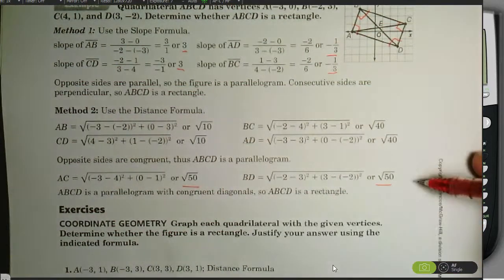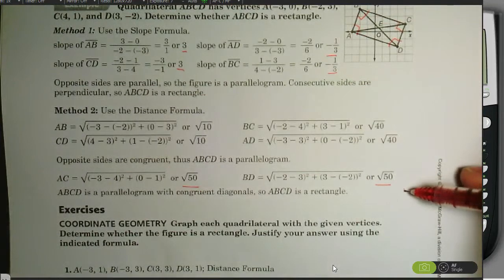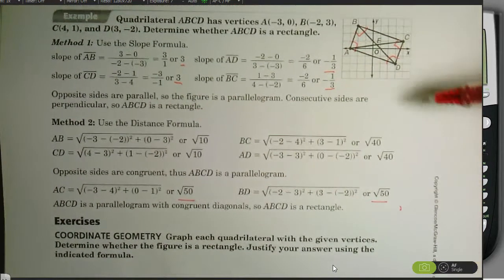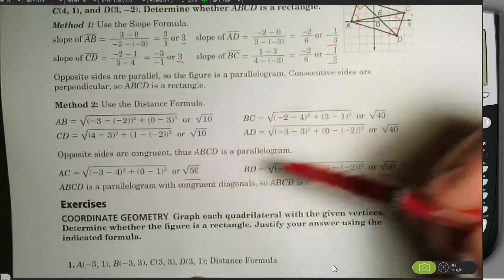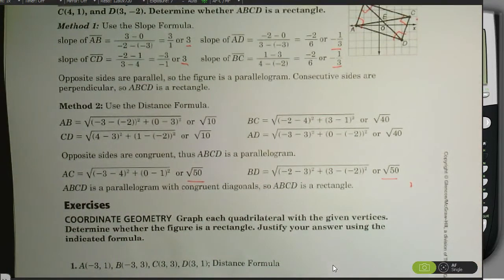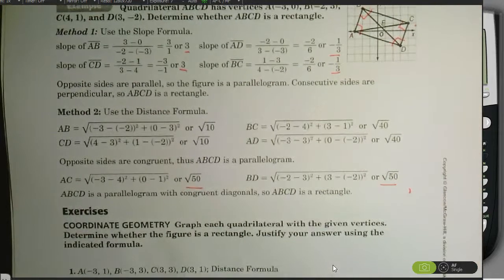Hey, let's show that the diagonals are congruent. So it makes it a lot easier if you just say, okay, let's see what BD's length is, let's see what AC's length is. In this case, they're both root 50. There we go, parallelogram and rectangle.